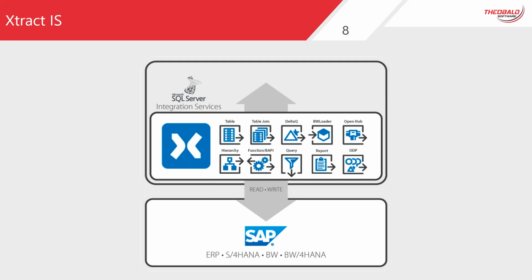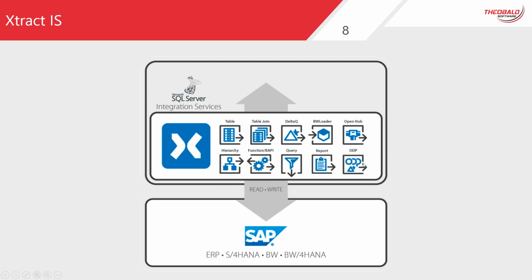And then we have premium components. The first one is the DeltaQ component. That is, let's say, the classical component to extract data from extractors and data sources. It uses the extractor API of the SAP system that is in general used by the BW system to transport data from ERP to BW. Here all extractors are supported, including extractors for hierarchies, for text, for master data, and for transaction data, and so forth.